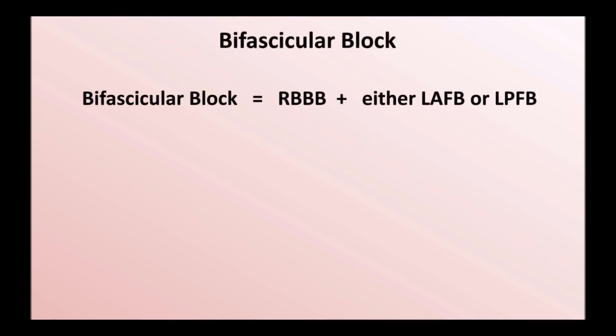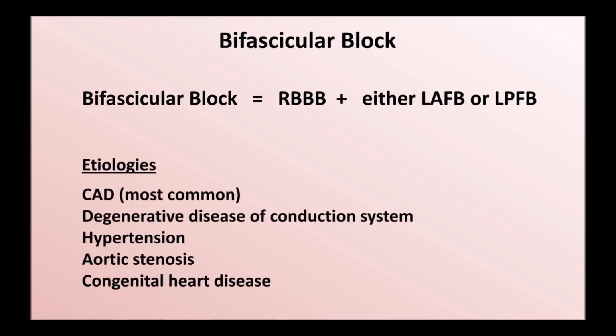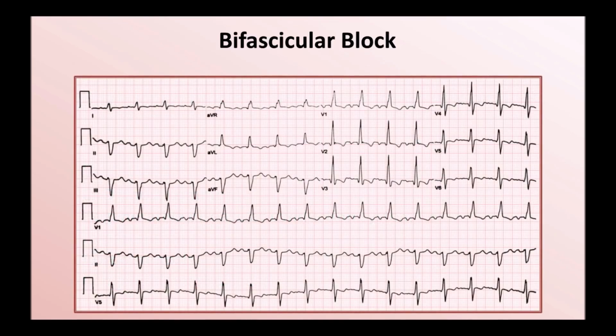There is one final type of block to discuss, bifascicular block. The term bifascicular block is used to describe the situation where a right bundle branch block occurs simultaneously as either a left anterior or left posterior fascicular block. Bifascicular block is most commonly seen in coronary artery disease, but is also well recognized in the degenerative diseases of the conduction system, hypertension, aortic stenosis, and congenital heart disease. Here is an example of a right bundle branch block combined with a left anterior fascicular block.